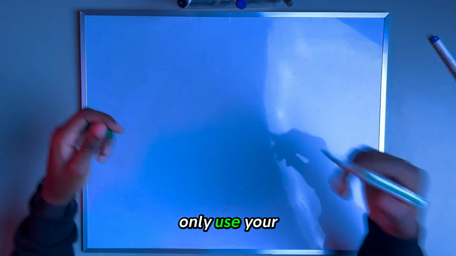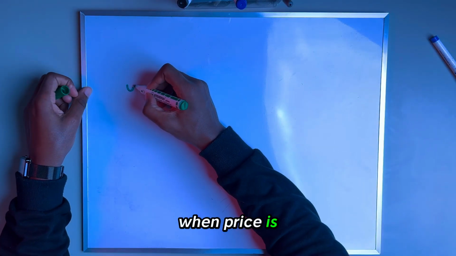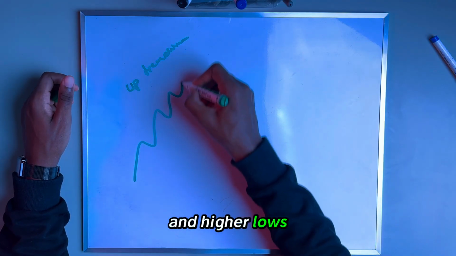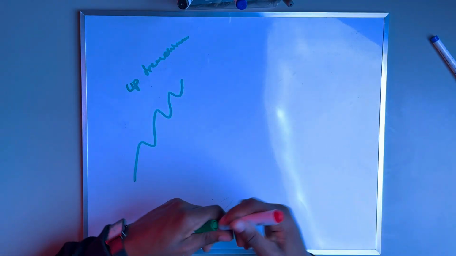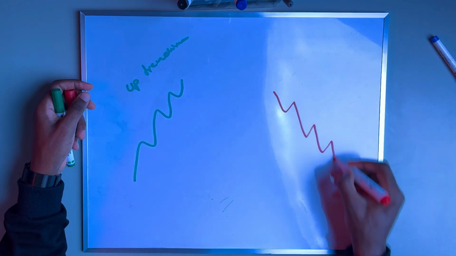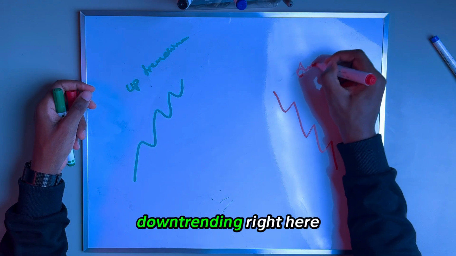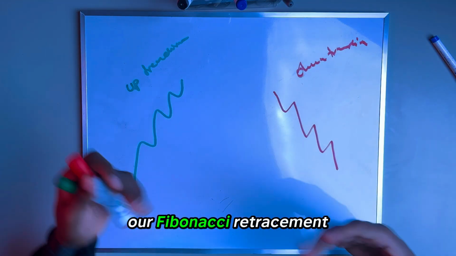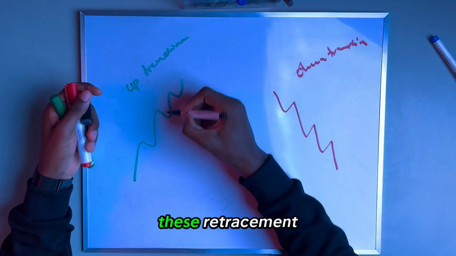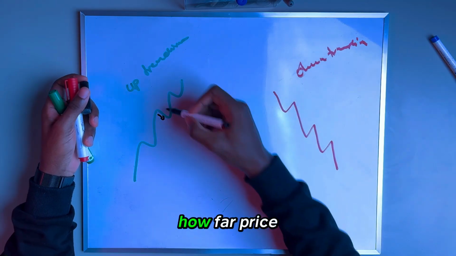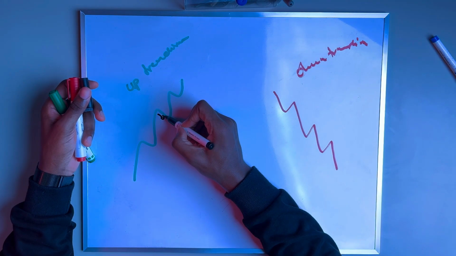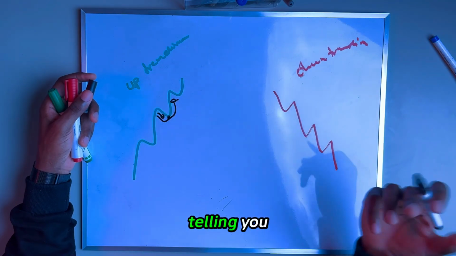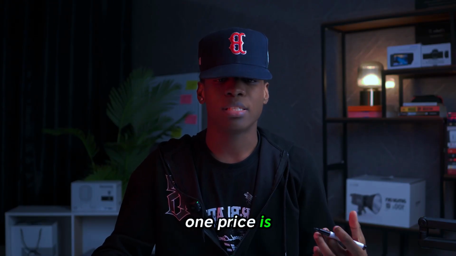So you can only use your Fibonacci retracement tool when price is uptrending, forming higher highs and higher lows, and when price is downtrending, forming lower lows and lower highs. So price is downtrending right here, right? And all we are doing with our Fibonacci retracement tool is trying to catch these retracements. We want to know how far price is going to retrace back, like this retracement, so that we can catch the next leg up. That's why I'm telling you, you need to use your Fibonacci only when price is trending.